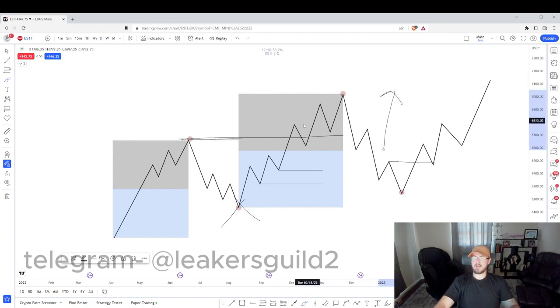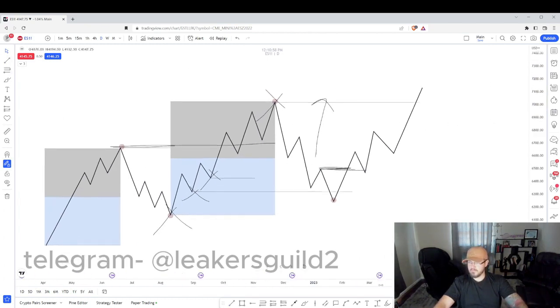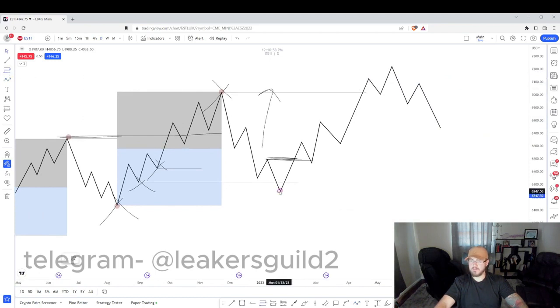Now, if we take out a high with displacement after clearing out internal liquidity, you're going to target this, because remember, price is bullish. Another saying that a lot of people use to remember this is price moves from internal liquidity to external liquidity, and then back to a discount, or back to equilibrium, sorry.